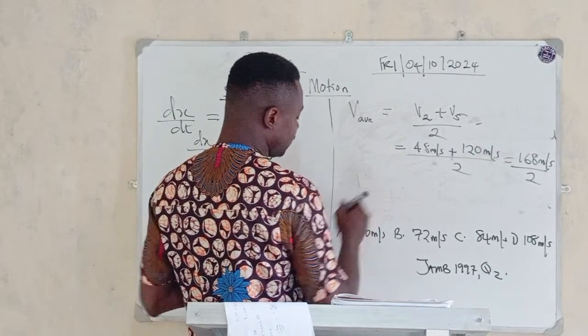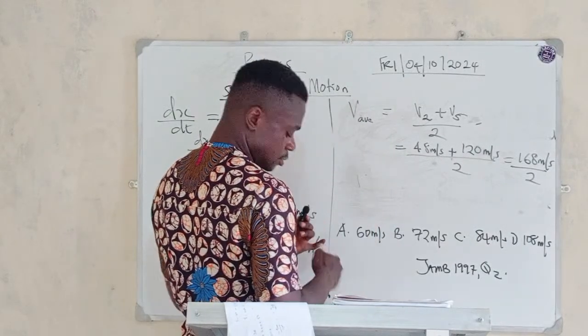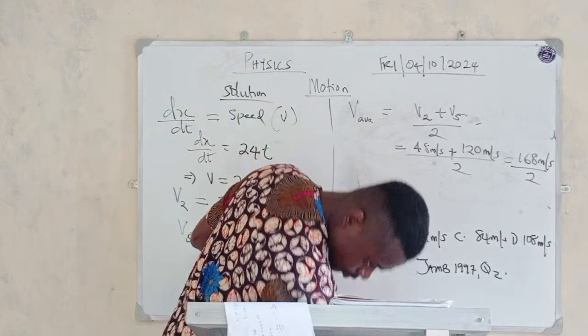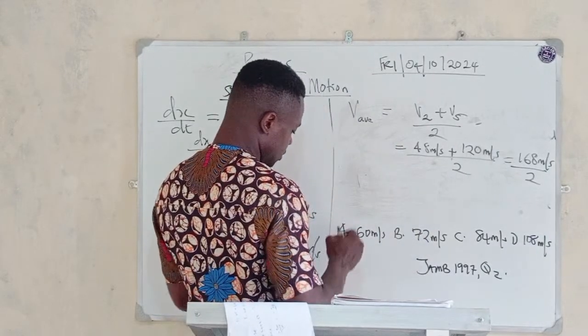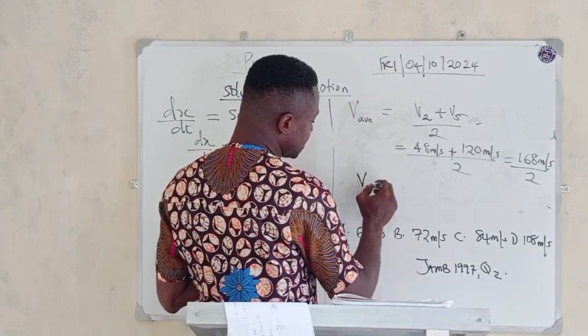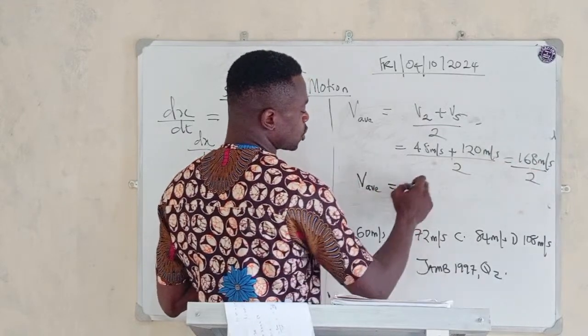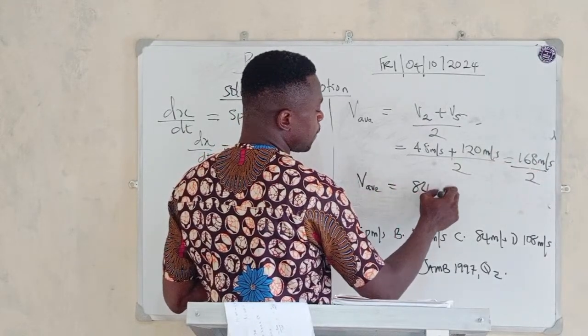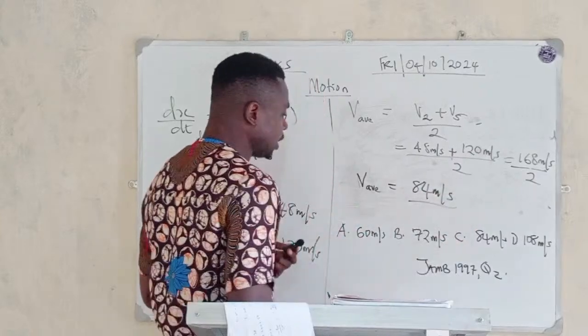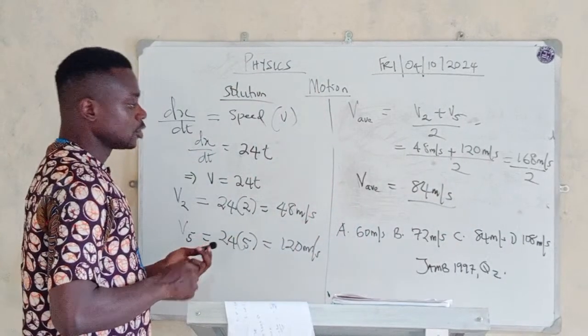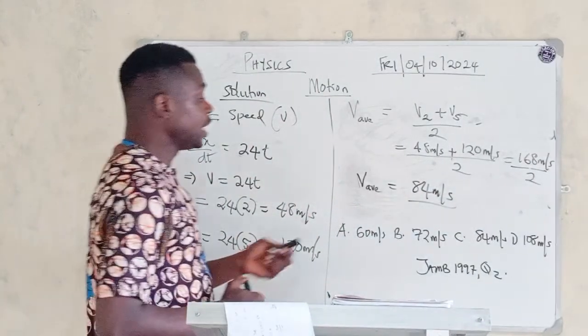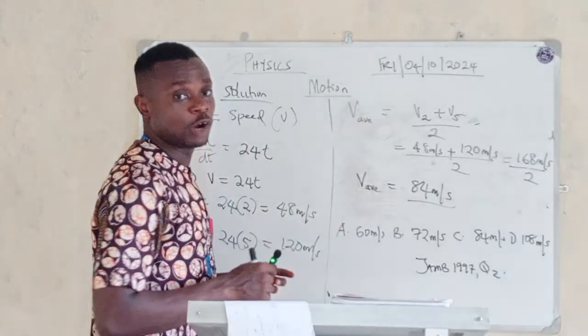Therefore, V average is now equal to 168 divided by 2, which is 84 meter per second. So the V average is 84 meter per second.